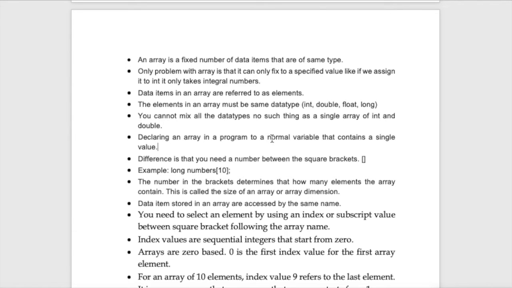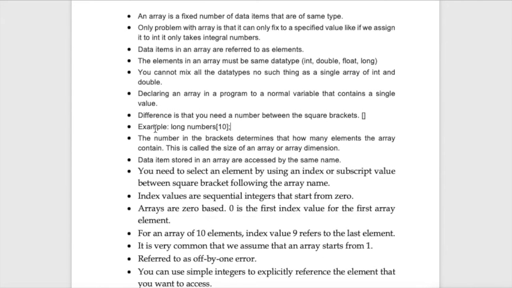Declaring an array in a program is similar to declaring normal variables that contain a single value. As I have said, if you are going to assign int, it should be limited to that. The difference is that you need a number between square brackets. This is a very important condition. You need to use the square brackets if you are going to assign any number of elements. So we are using the long data type and the number 10. This is an example of an array.